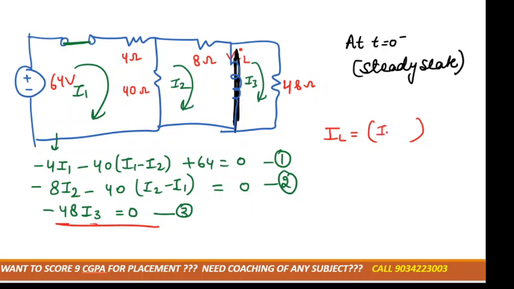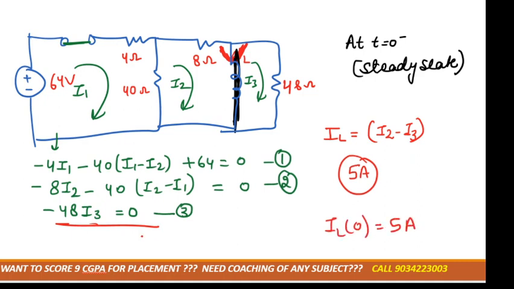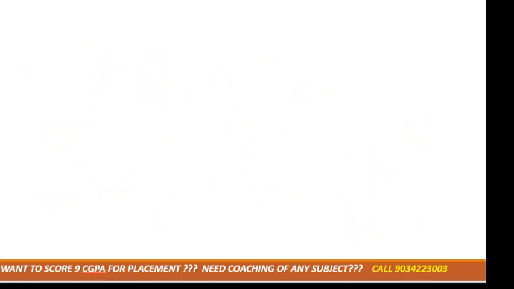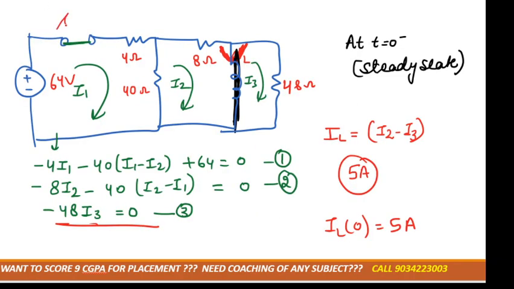You can see they have always mentioned the direction of current. I'm not solving, but after solving it you will get the value as 5 ampere. So IL(0) is 5 ampere. Clear? That was your step number 1.